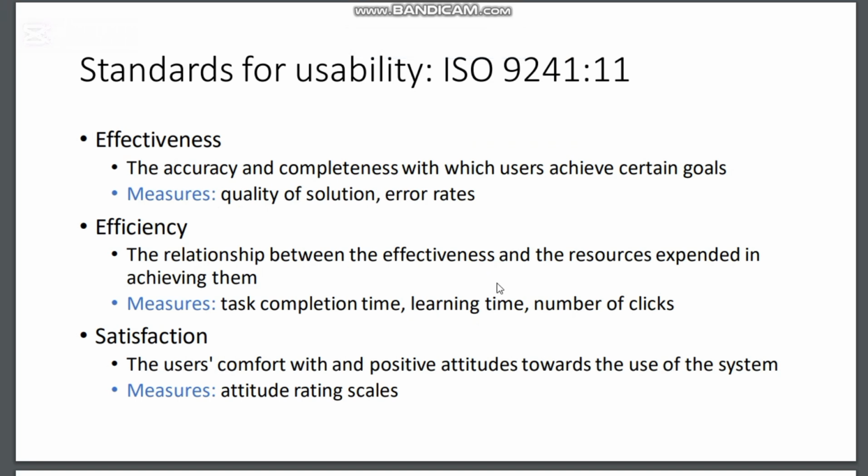Learning time, and then number of clicks. How many clicks are needed to get the solution. So this is about this thing. And if many clicks are needed, the user will be frustrated. Satisfaction: the users' comfort with and positive attitudes toward the use of the system, that is, how comfortable the user is with the system. Then we have Likert attitude rating scales.